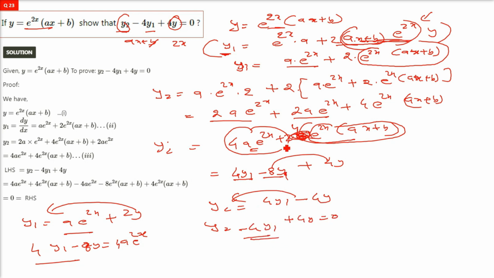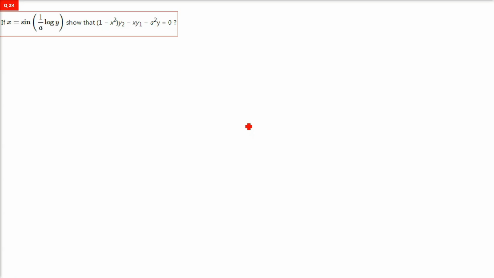So see, the solution which I provided you is different, and the solution which I did is different. That is why there can be multiple ways we can go about it. It totally depends on your practice. Next one is x equals sine of (1 by a log y). So this can be easily converted into a form which we have already done.